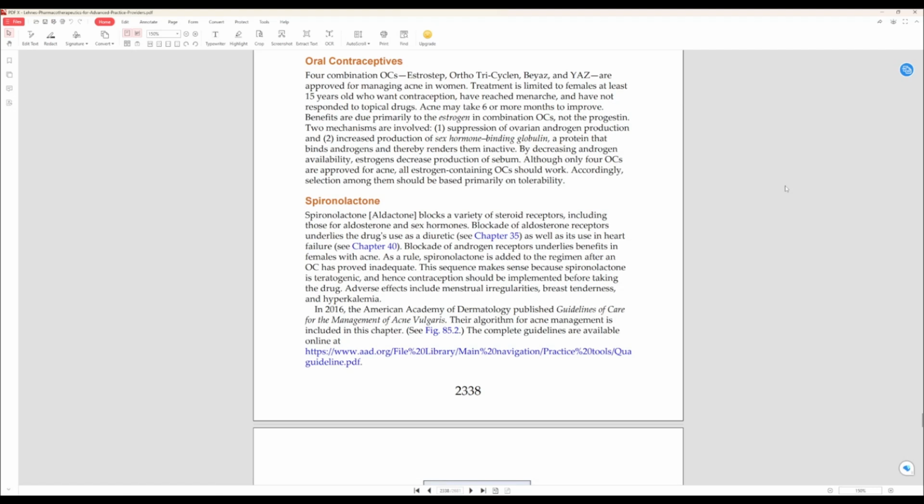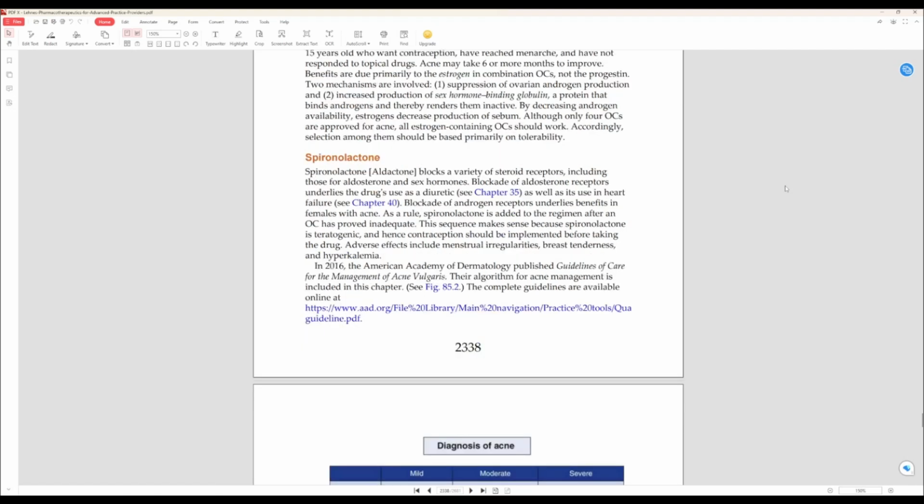As a rule, spironolactone is added to the regimen after an OC has proved inadequate. This sequence makes sense because spironolactone is teratogenic, and therefore contraception should be implemented before taking the drug. Adverse effects include menstrual irregularities, breast tenderness, and hyperkalemia.